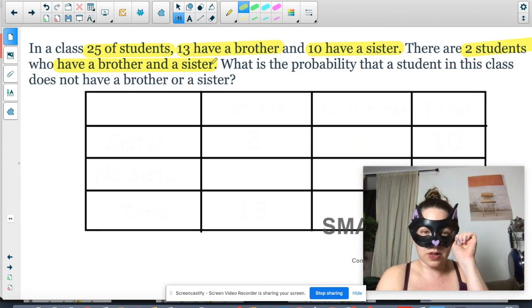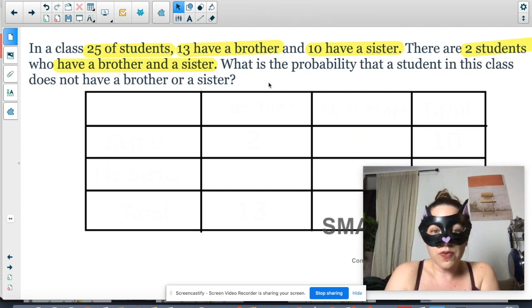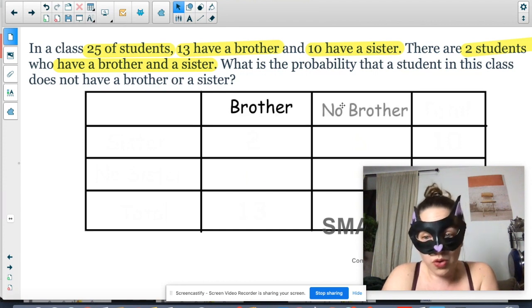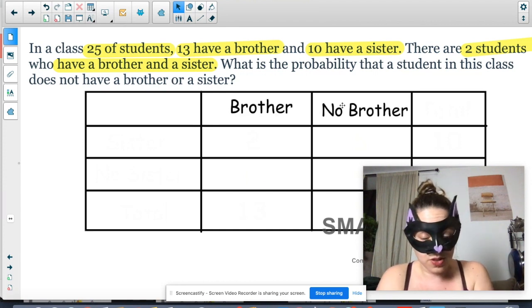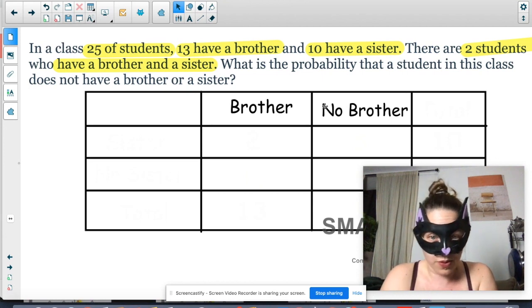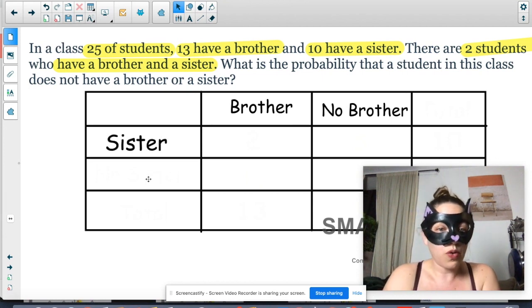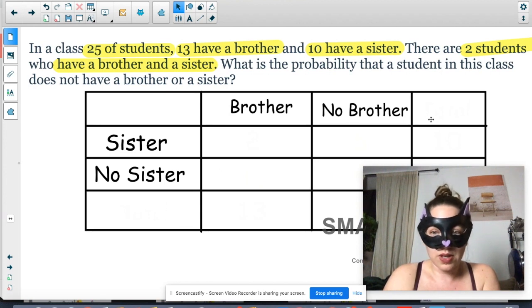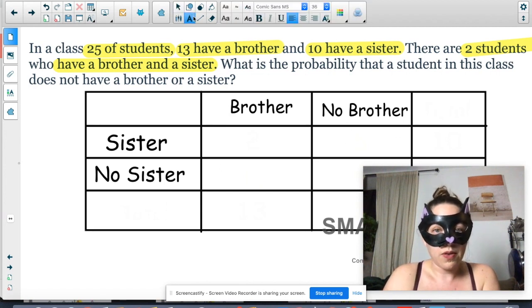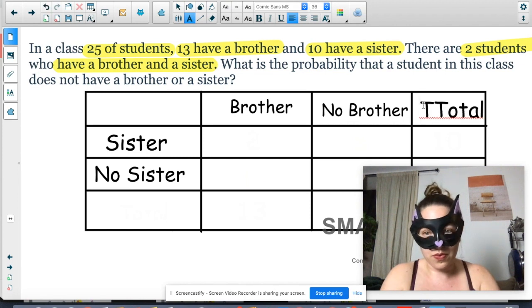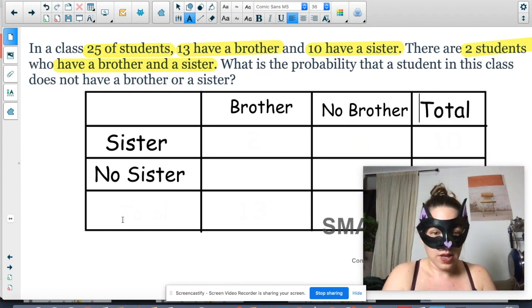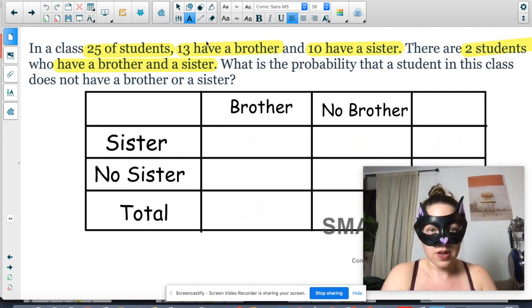Okay, so now let's start getting this data together. So the first thing I want to do is, we're talking about brothers and sisters. So you either have a brother or you don't have a brother. You have a sister or you don't have a sister. And then these are your totals down here. Okay, I'll write that in, total. Oh, there we go. And I'll write it in right here. Okay, perfect.